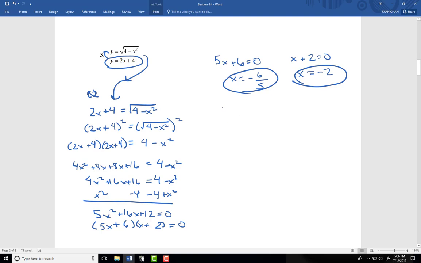So let's talk about it. We say when x is equal to negative 6/5, and when x is equal to negative 2, we'll plug them both in. Here's the thing, you can plug into either one, but obviously we want to plug into one that's easier to solve. I don't want to plug into the first one because I'm going to have some crazy stuff where I have to deal with a radical. So it's a lot easier to plug into the second one.